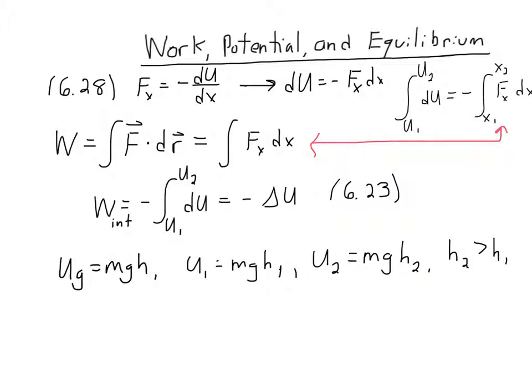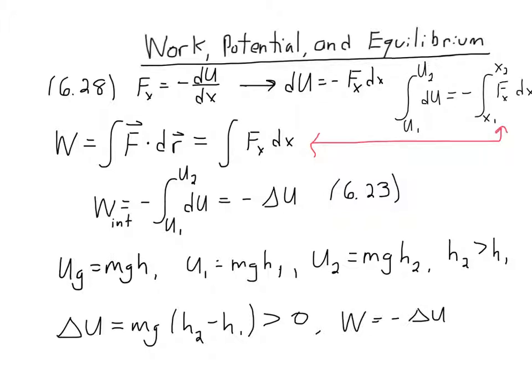So the potential energy at one location is going to be mgh1, the second location is going to be mgh2, and I want h2 to be greater than h1 so that I'm lifting between the first position and the second position. Well, then the change in the potential energy is going to be mgh2 minus mgh1. Just writing it like this, you can see that h2 is greater than h1, and so this thing is going to be greater than 0. And so the work, which is negative the change in U, is going to be less than 0, which is what we expect because I'm lifting against gravity.